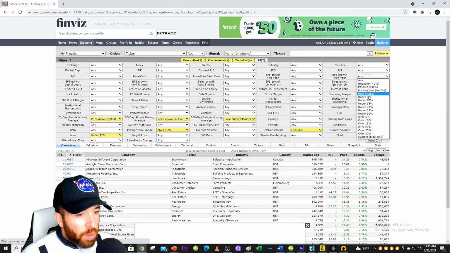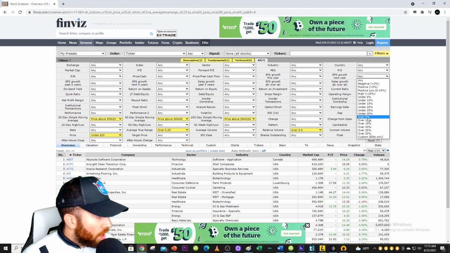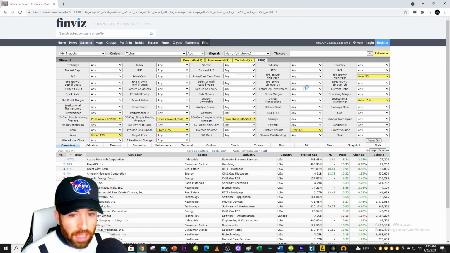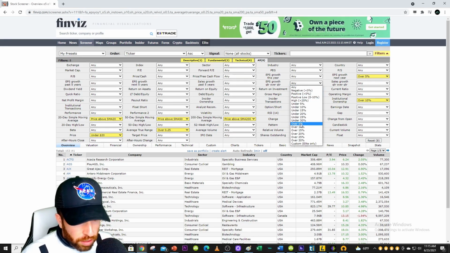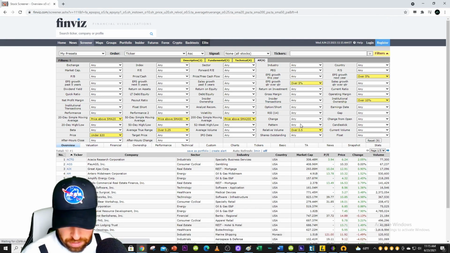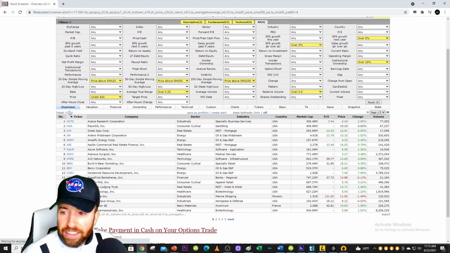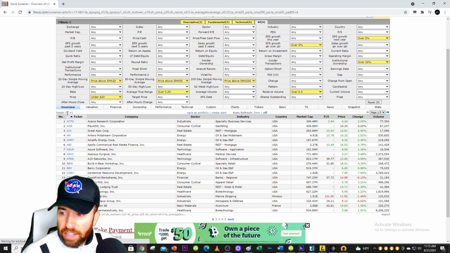EPS growth year over year. We are going with over 10%. EPS growth quarter over quarter. We are going with over 10%. So we've just gone from 8,000 plays to now, again, 93 plays.